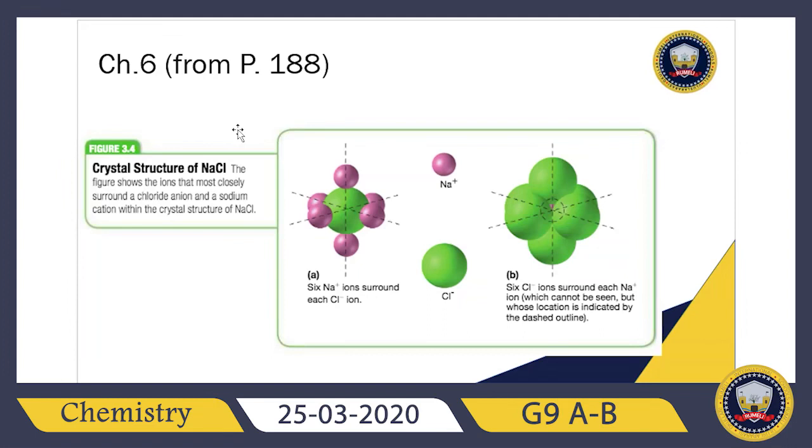Okay, and also we took the characteristics of ionic bonding. We took what is a crystal lattice. Okay, what is it? We took all of that in the previous lesson, so please study it very well.